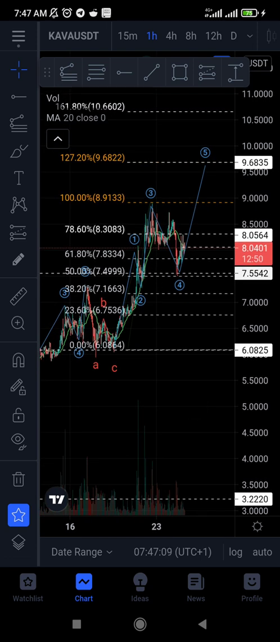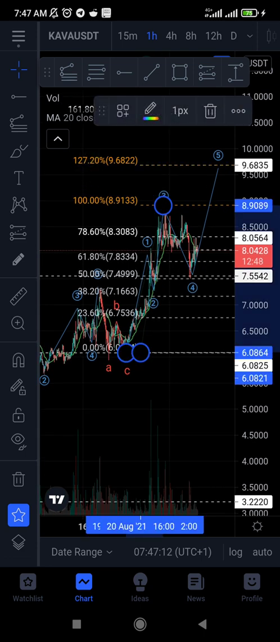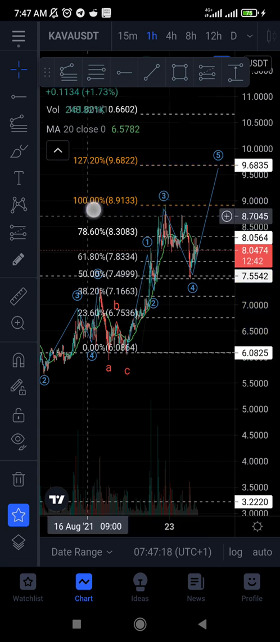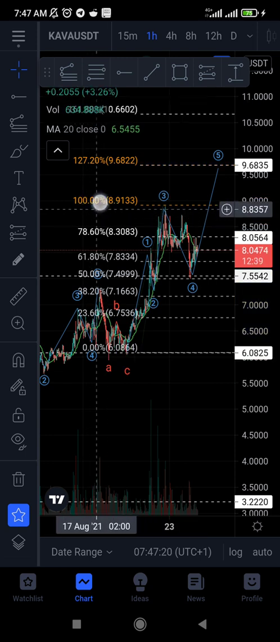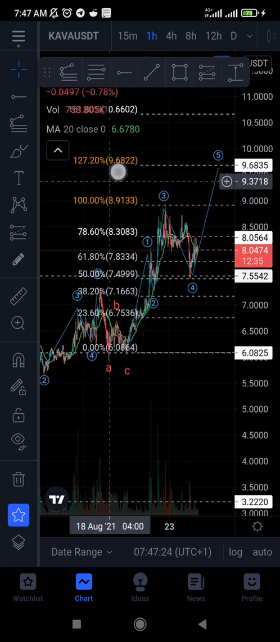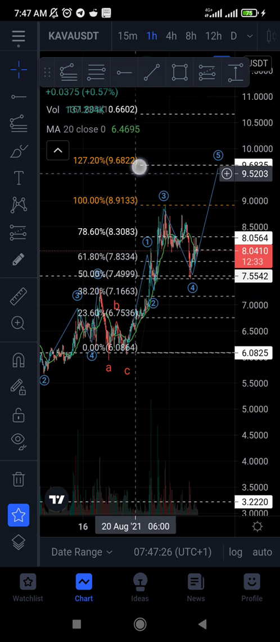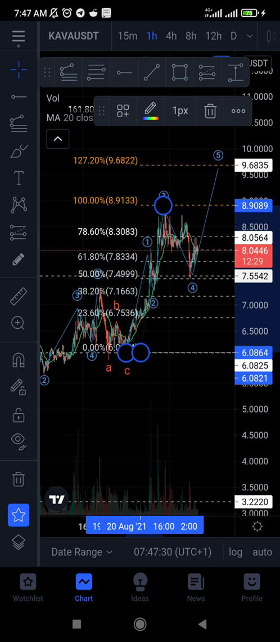This 127%. Yeah, the price will always go there, or it will get to 100. To be very certain, you don't want to risk too much. At this 100%, it always gets there and then goes on to extend up to this 127%. So that's how we got our take profit.